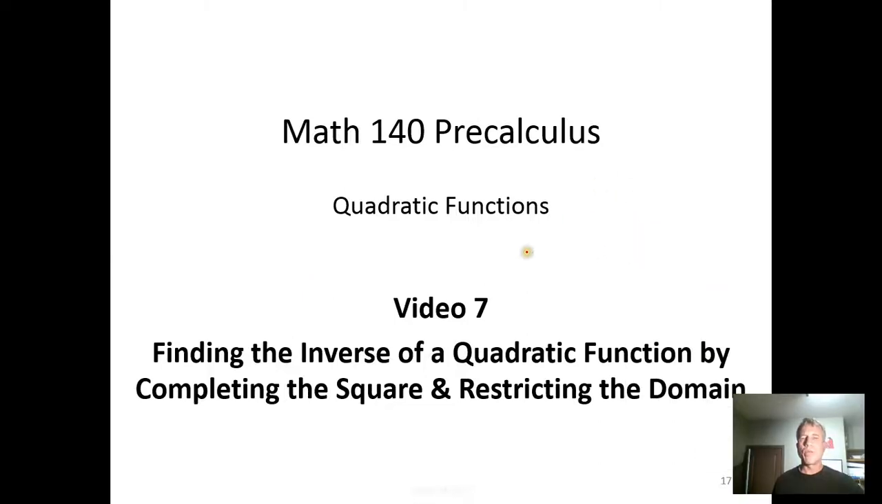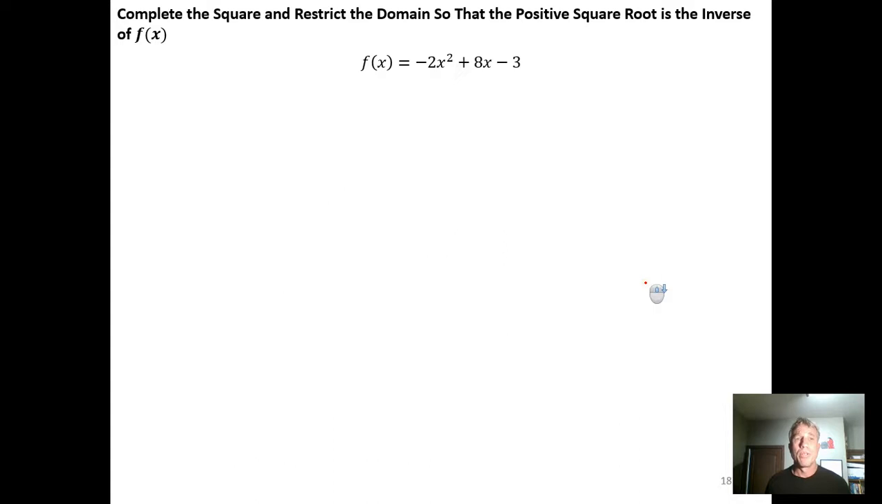So in this video we're going to find the inverse of a quadratic function by first completing the square, then solving for the input variable, and then restricting the domain so that the quadratic function we have is invertible. So we're asked to complete the square and restrict the domain so that the positive square root is the inverse of f of x.